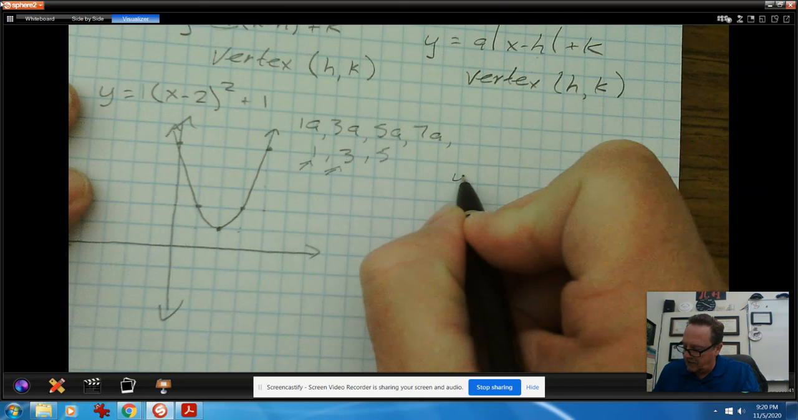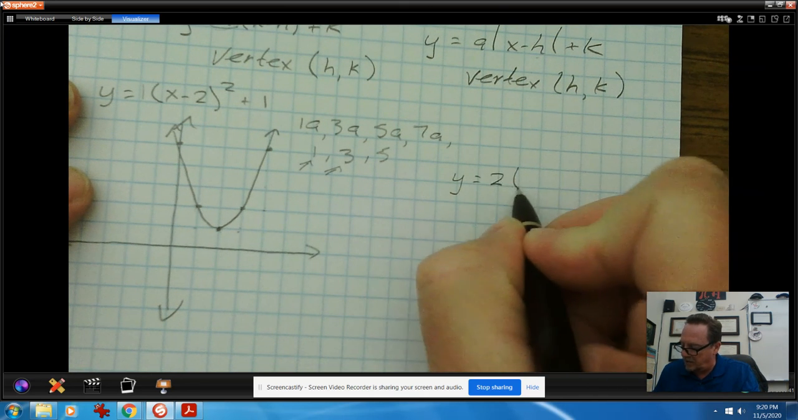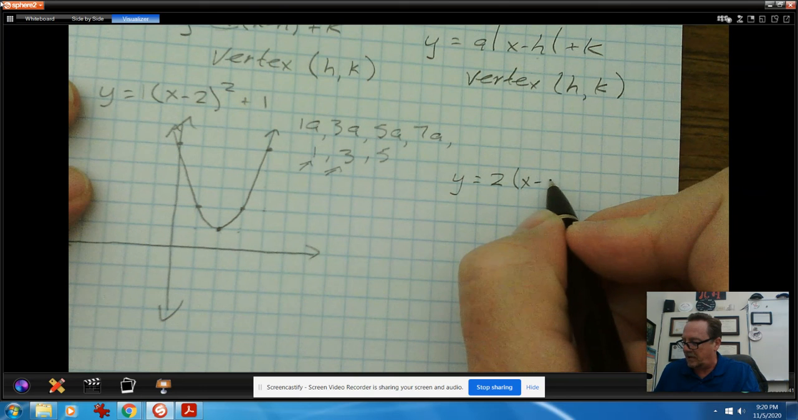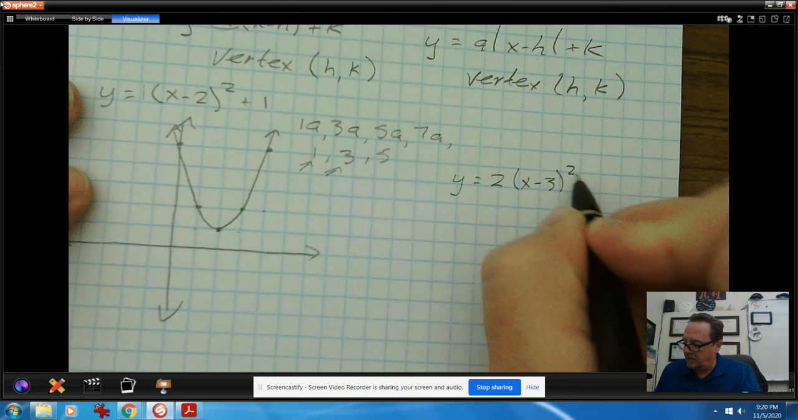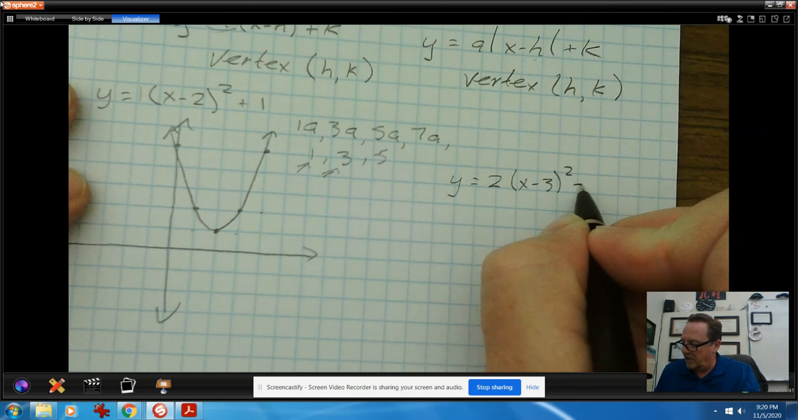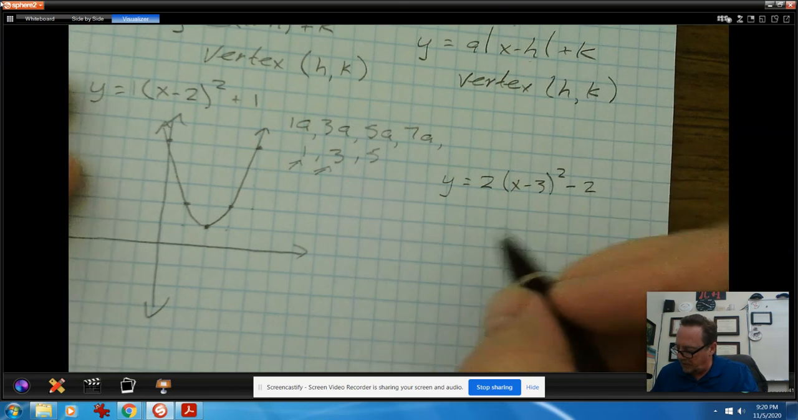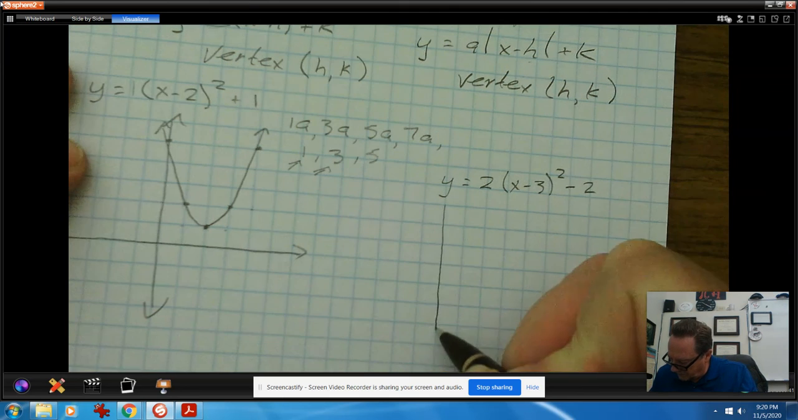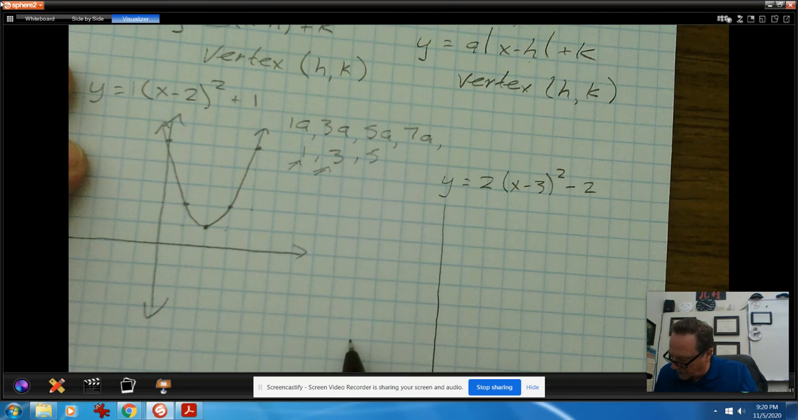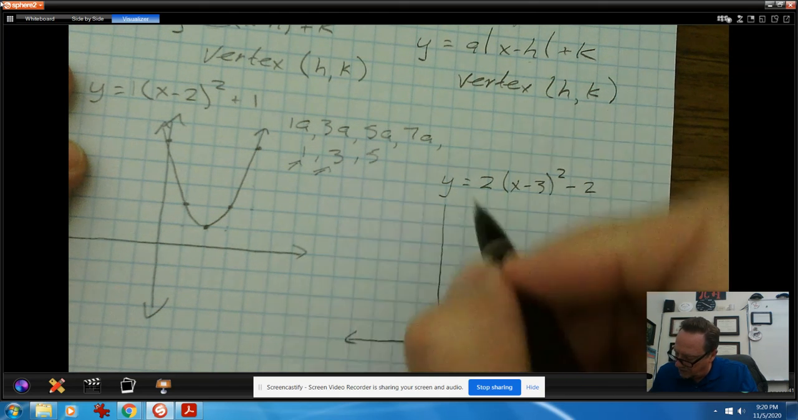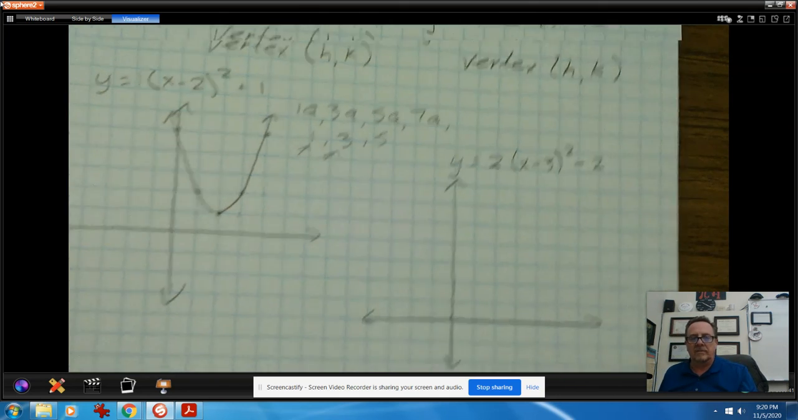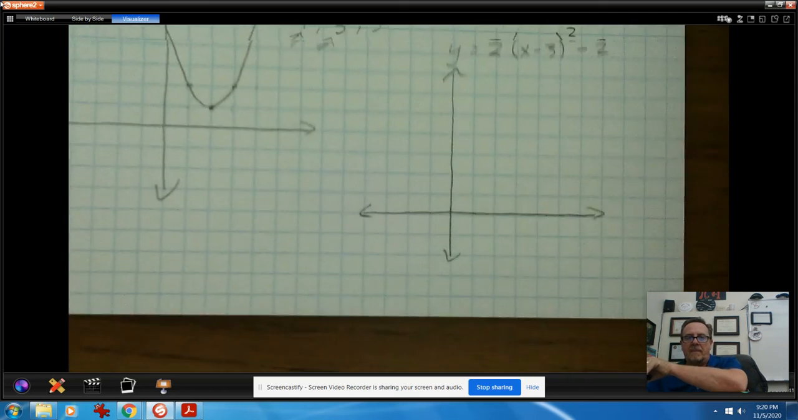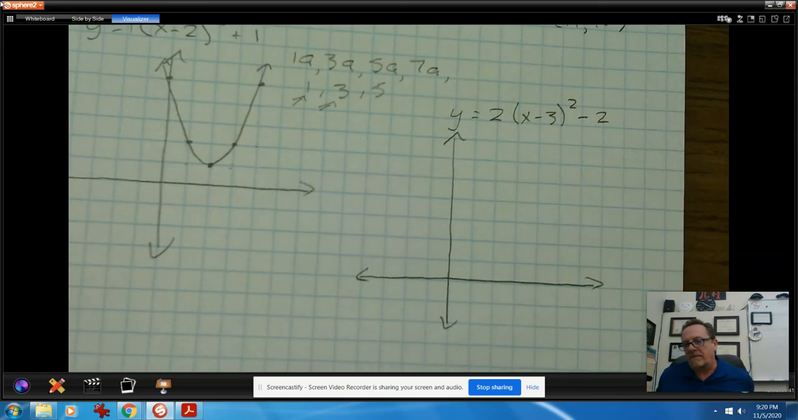Let's make one up. Let's do y is equal to 2 times (x minus 3) squared, and let's this time go minus 2, something like that. Sure, why not? It's fun to make up equations, to make up quadratics. Here's my coordinate system. I need to figure out where the vertex is. Where did it go?